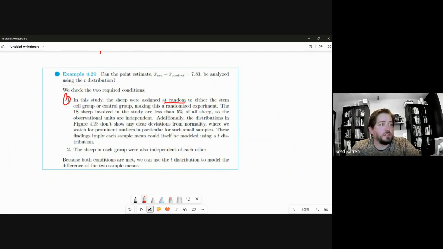And then additionally, they don't show any clear deviations from normality. And so we would then meet criteria number one. And then number two, the sheep in each group were also independent of each other. That is true as well, because in each group they are again less than 5% of the total population.